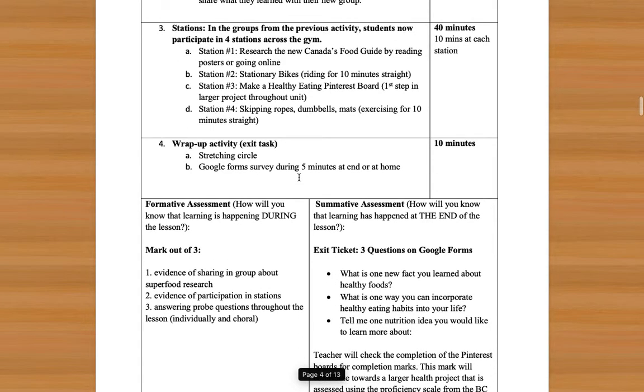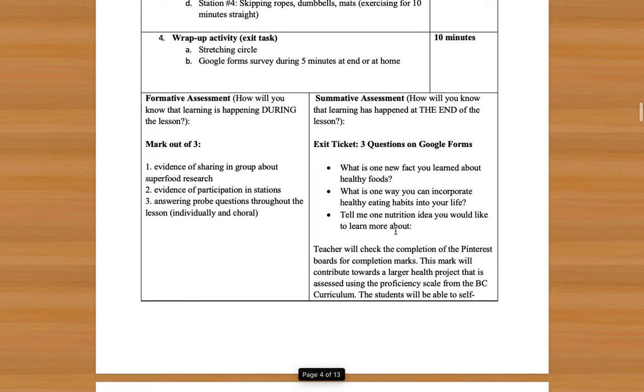And lastly, we end with a warm-up activity, which is a stretching circle. They've been on the bike. Sorry, I forgot to mention station 4 was skipping ropes, dumbbells, mats, and the students all rotate around those. Anyways, lastly, we end with stretching circle, and then a Google Forms survey during the 5 minutes at the end or at home. And I have the Google Forms survey as well that I'll attach here, and I'll show you guys in a second what that's all about. You can participate in that too, so that's kind of fun.